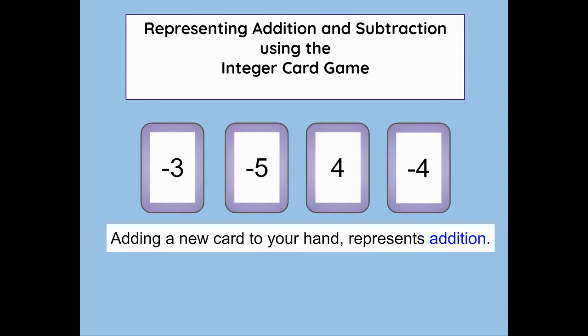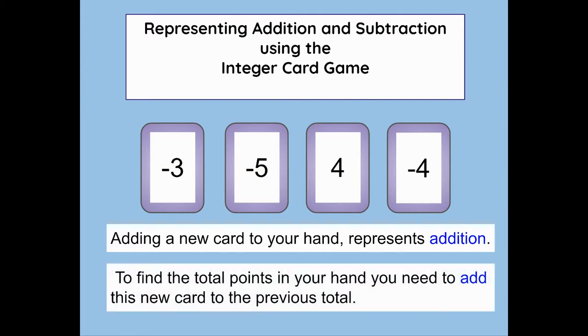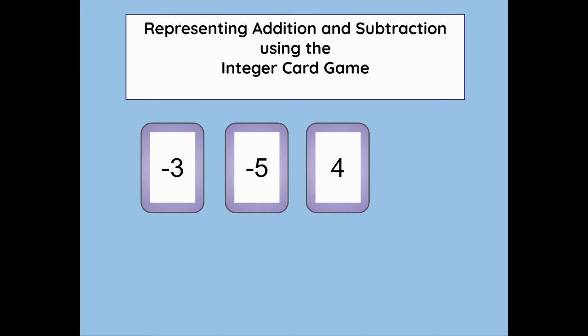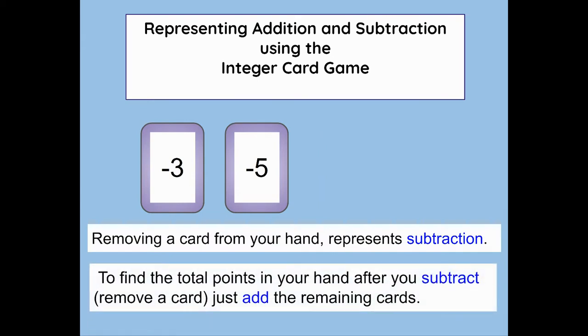Adding a new card to your hand represents addition because I'm adding it to my hand. To find the total points in your hand, all you need to do is add this new card to the previous total. Subtraction can be represented by removing a card from your hand. In order to find the total points in your hand after subtraction, only add the cards that are remaining.